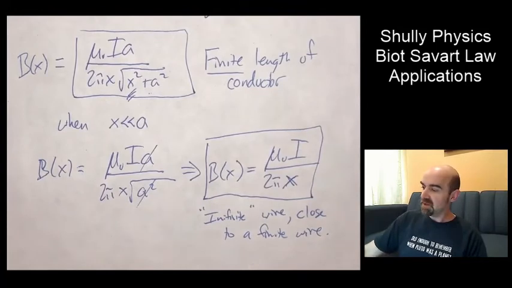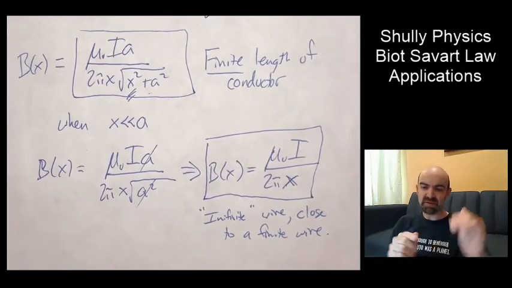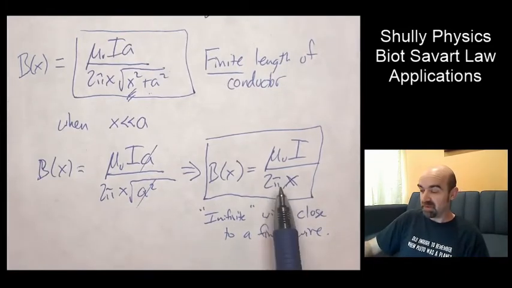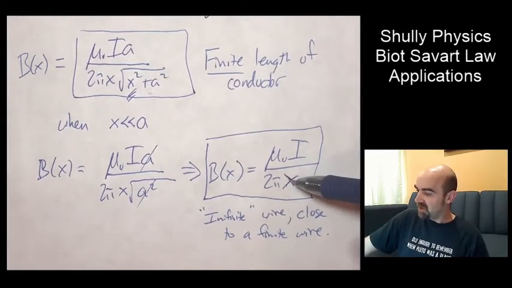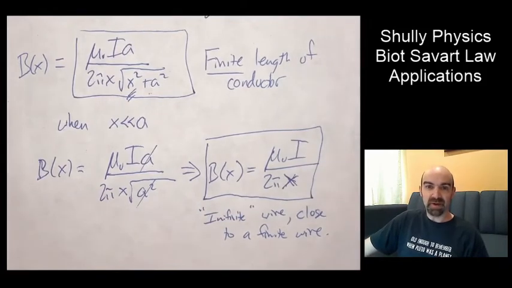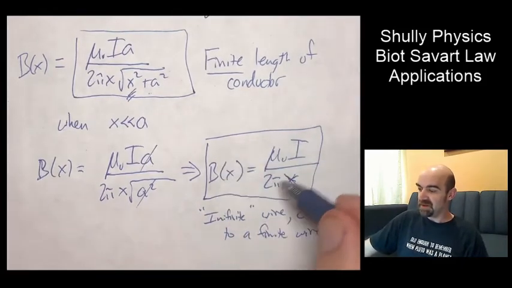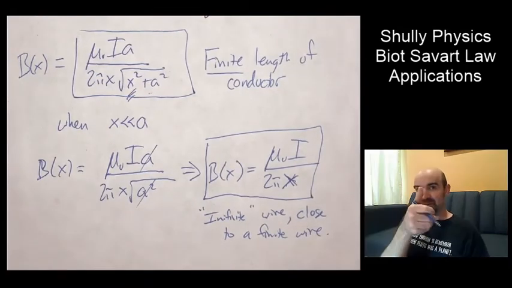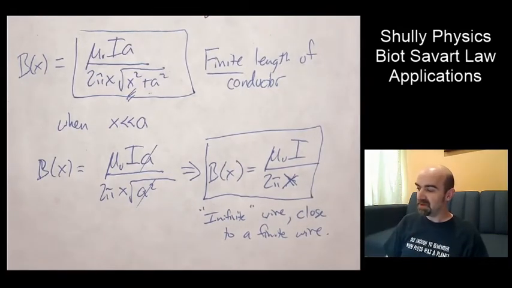So if the wire is like 20 centimeters long, as long as we're like a millimeter away, this works really well. So we plug in a millimeter and the current passing through the wire, and this would be the magnetic field magnitude right near it. Of course, you have to use the right-hand rule to figure out the direction around it. So it has a lot of practical applications.